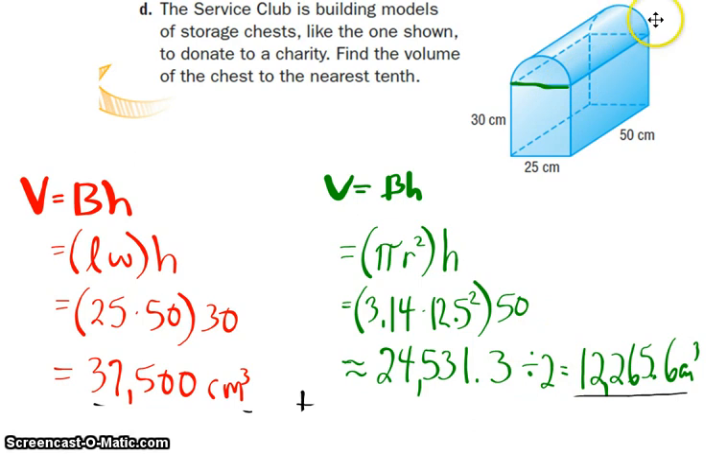But we have to divide it by 2 because it's only half of a cylinder. Okay, do you see how they cut that right in half? So if you take our volume and divide it by 2, you get 12,265.6. So these are our two volumes.